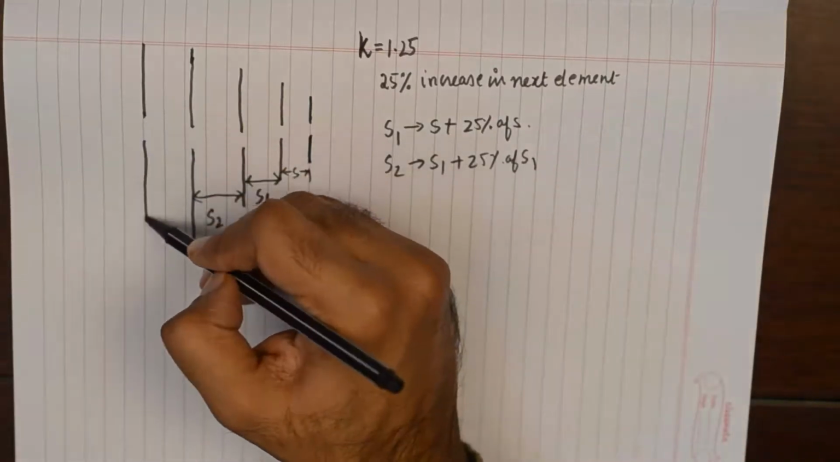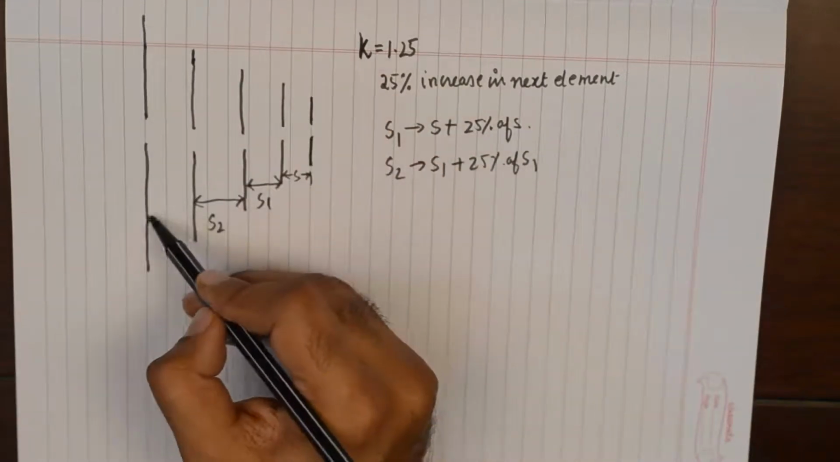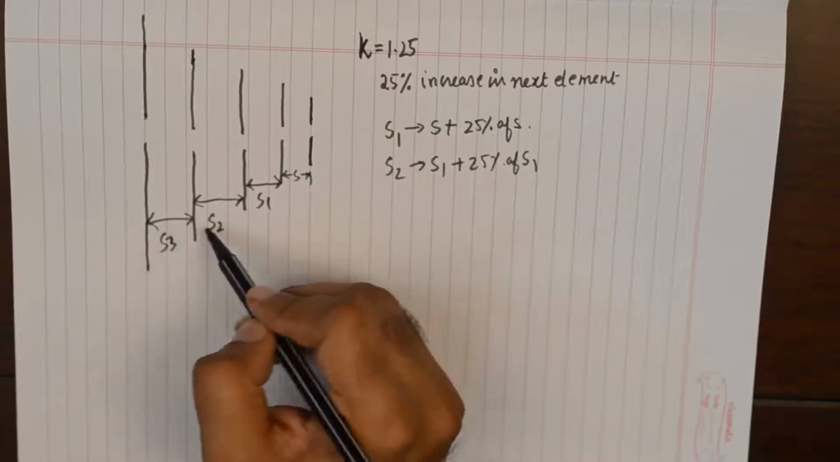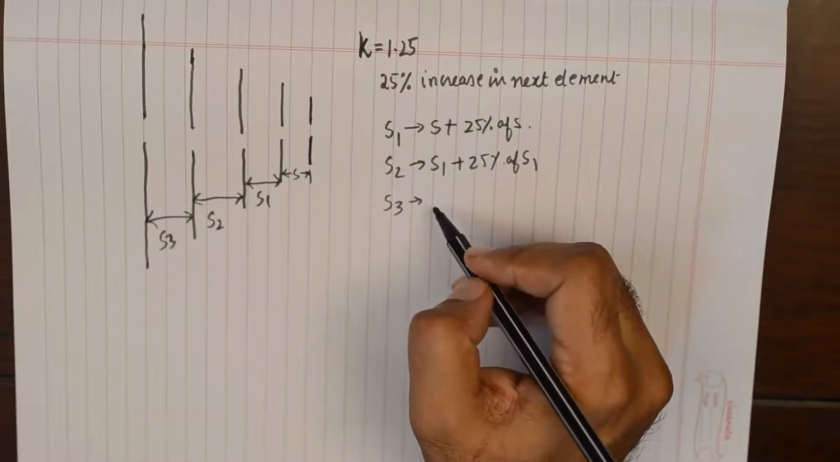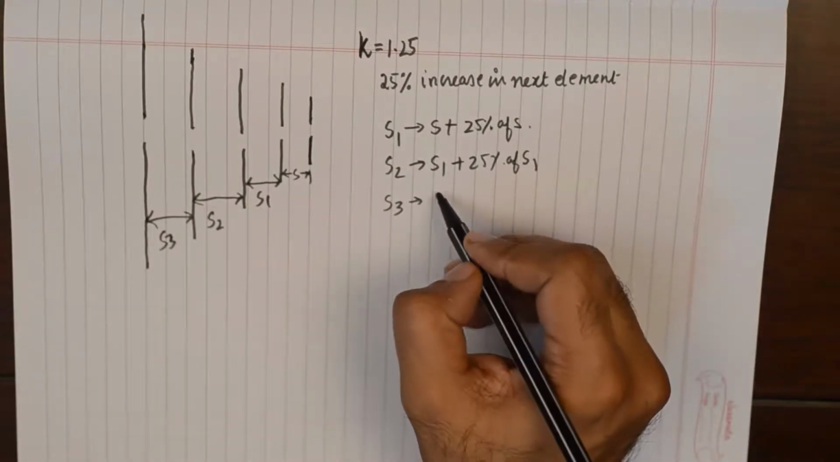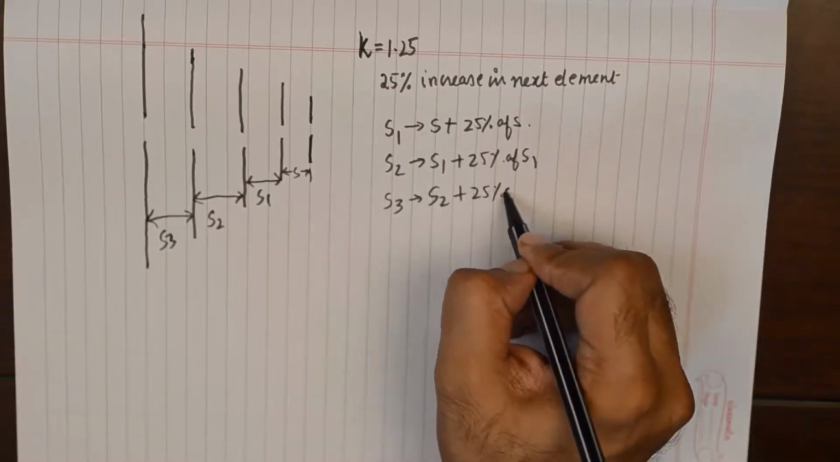And finally, the last element that we would want to place would have a distance S3, although this distance is not looking bigger than S2, but this certainly is bigger by an amount of 25%. So S3 will be S2 plus 25% of S2.